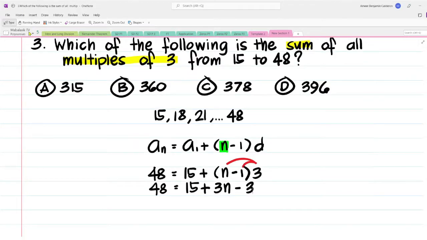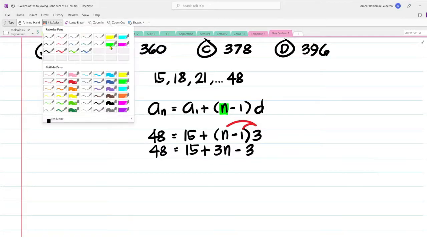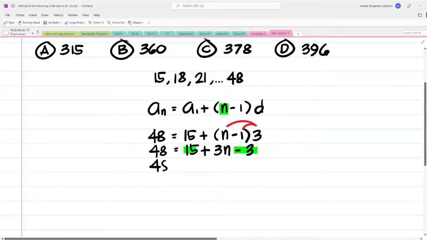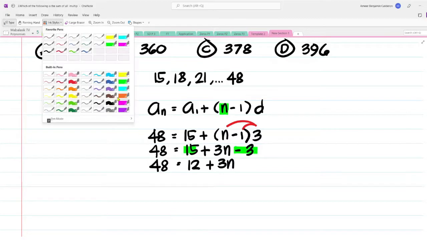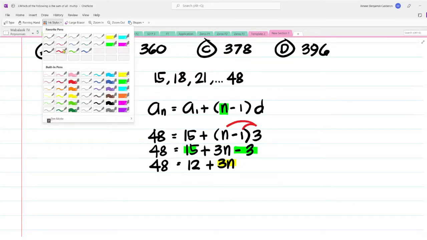And then just simplify. So I think we can do this. 15 minus 3, so that's 48 equals 12 plus 3n. Since we are solving for n, the term that contains n should be isolated on one side. E meron siyang kasama, yung 12. So what we want to do is to transpose 12 to the other side.